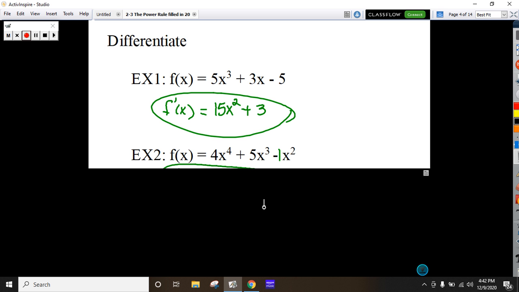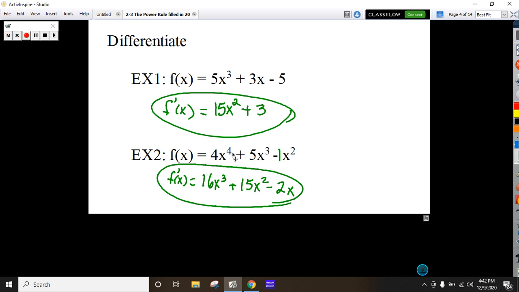Now like this one, we're going to have 3 parts of our derivative because we have no number. So when we take the derivative of this, again, we take the exponent times the number in front, so 4 times 4 is 16, subtract 1 from the exponent, there's our 3.